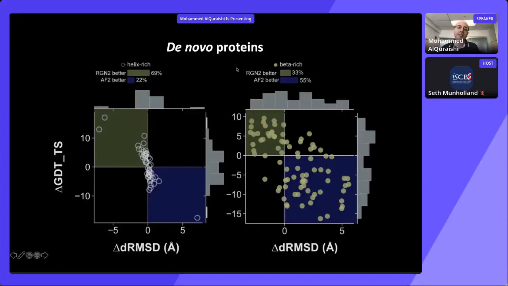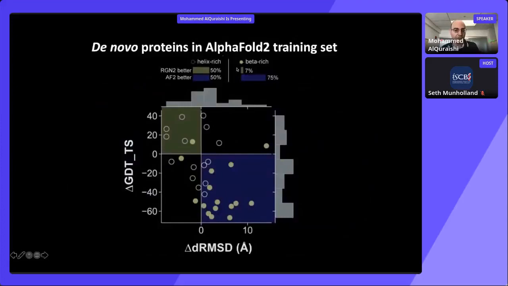Now, we did do an analysis on a subset of proteins which were in the AlphaFold2 training set, and here it's quite different. AlphaFold2 dominates much more so in the beta-rich regime, and it is almost tied with RGN2 in terms of the helical-rich proteins. So this is interesting, and I think it's suggestive, at least.